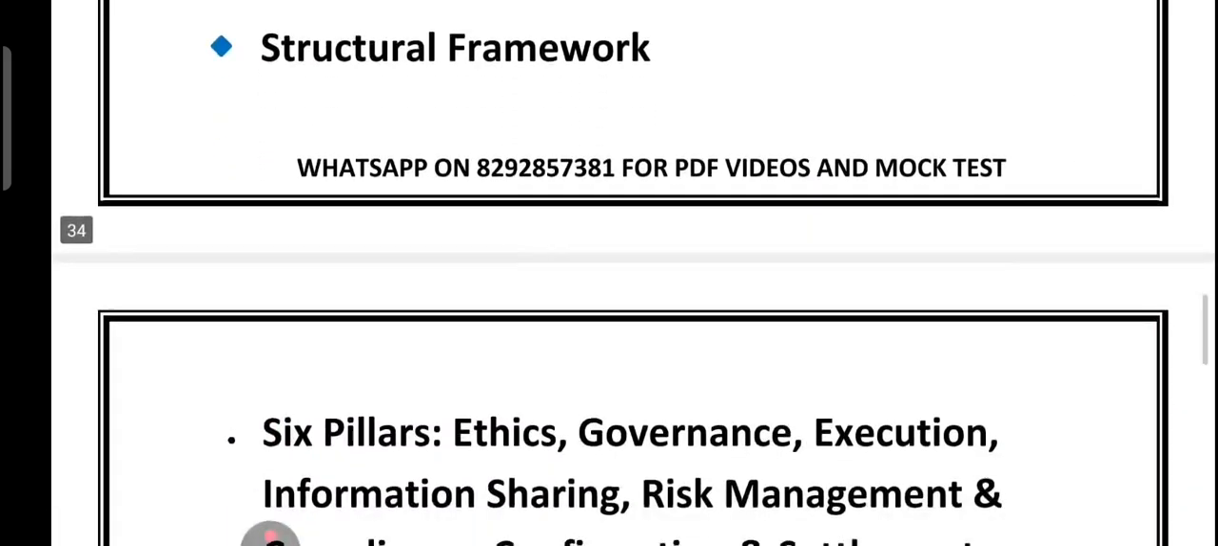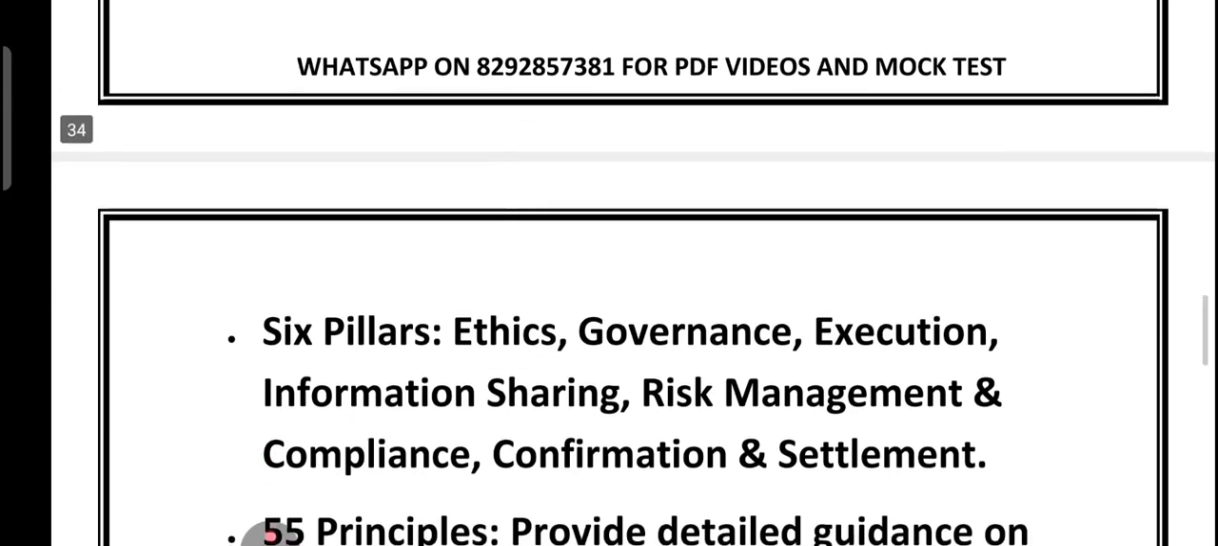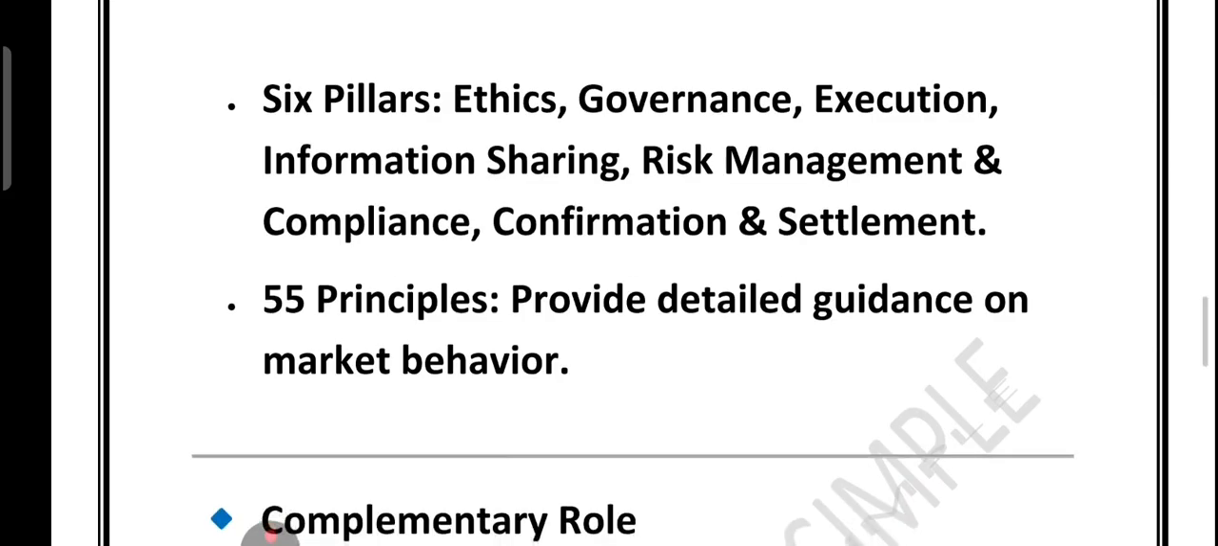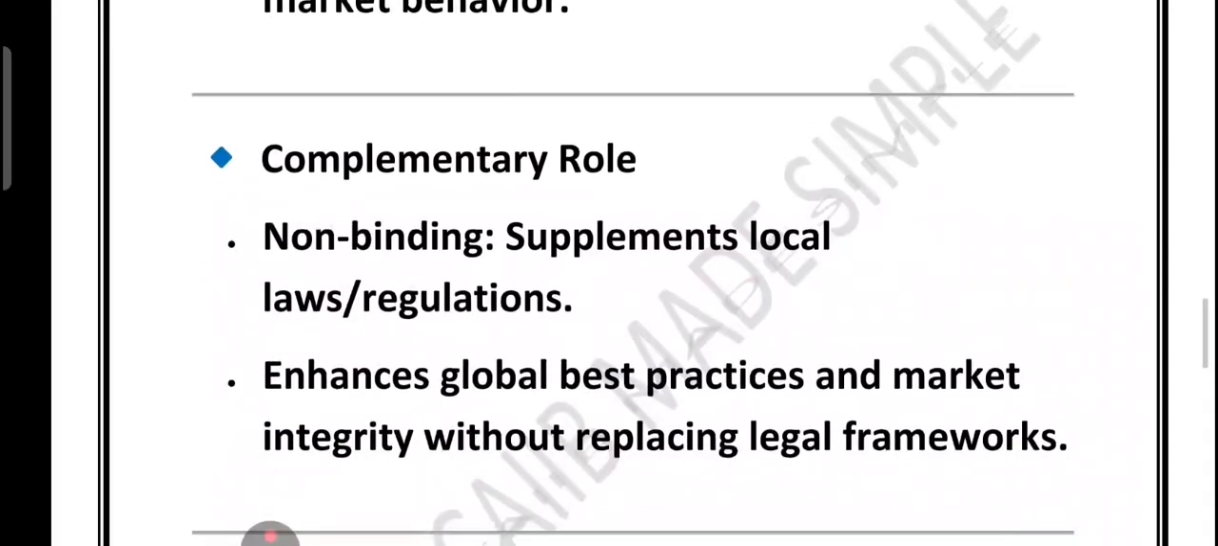Then we have the structural framework. It is built on 6 pillars. What are the 6 pillars? Ethics, governance, execution, information sharing, risk management and compliance, and confirmation and settlement. And these are the 6 pillars. And these pillars are detailed in 55 principles, guiding proper market behavior as well as decision making.